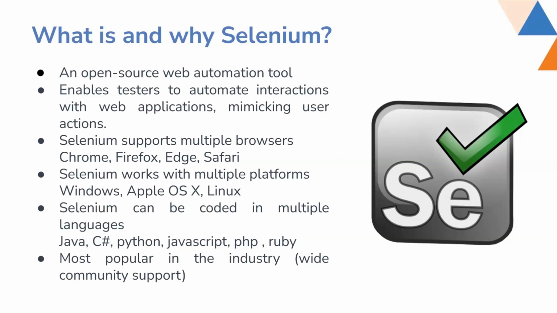Another great advantage that Selenium offers is that it also works across platforms, like Windows as well as Mac operating systems or Linux. Selenium also provides facility to code in multiple languages like Java, Python, JavaScript. But the hottest combination in the market, I would say, is Selenium with Java. So for all these reasons, Selenium becomes the most popular in the industry and is widely adopted across industries.